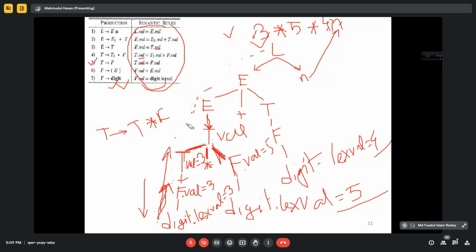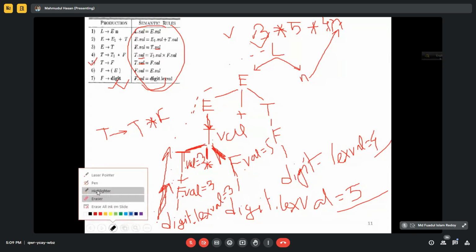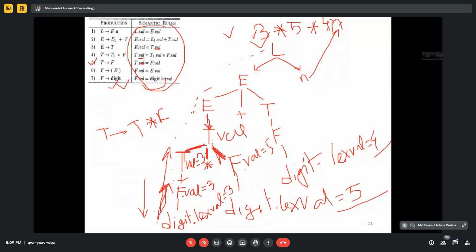Okay, so I need to consider T to T into F, that means this production rule. And what is the action of this production rule? That means synthesis. T value and F value, that is 3 into 5, that is 15.